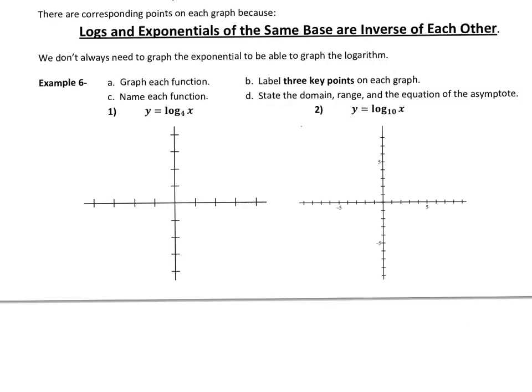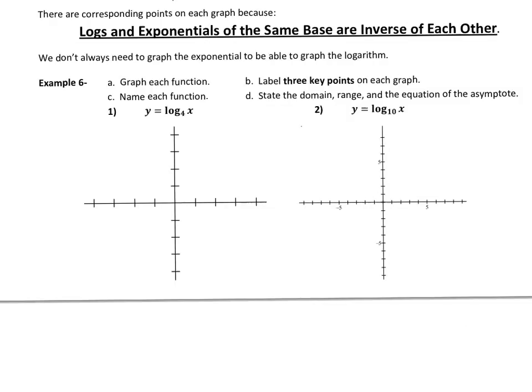Would that be safe to say? You know how to shift it and all that stuff and flip it if you need to and everything. So if you're not sure, find your exponential points and then just switch x and y. And then you have your logarithm points, okay? All right, so let's do these now. We're going to graph each function. We're going to label 3 key points. We're going to name each function and then state the domain and range and the equation of the asymptote.